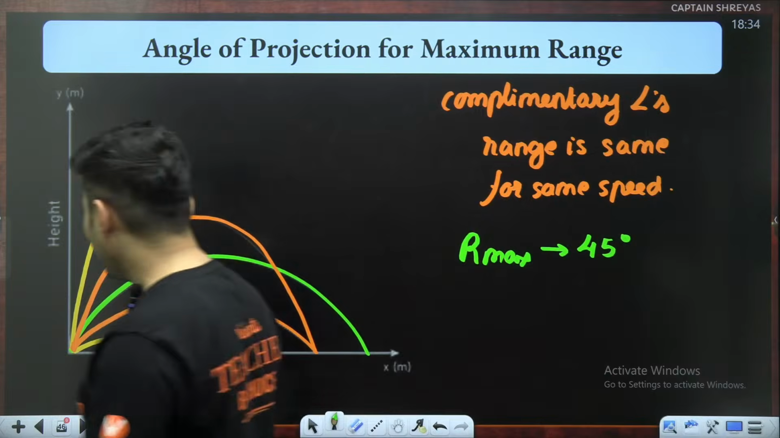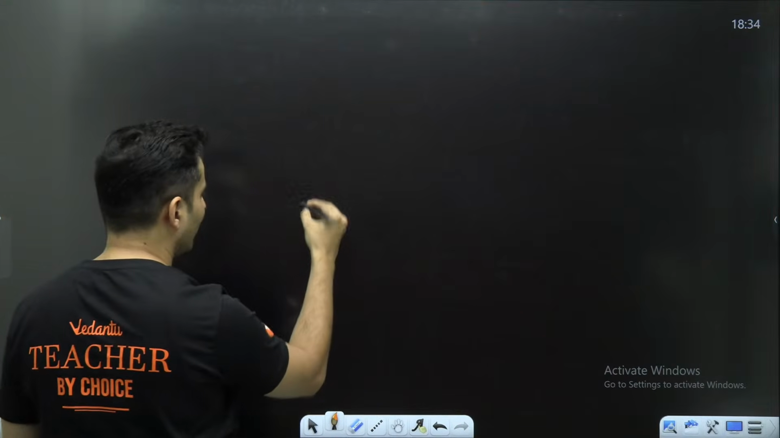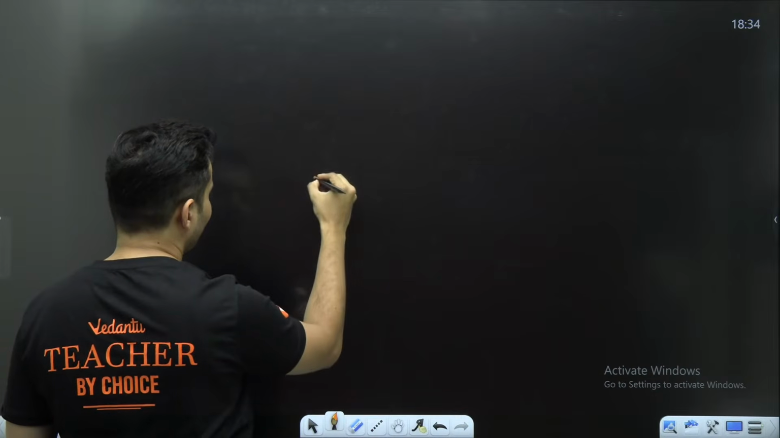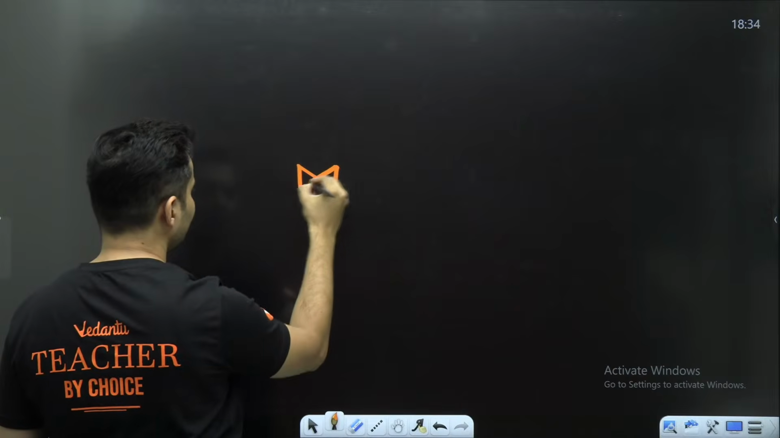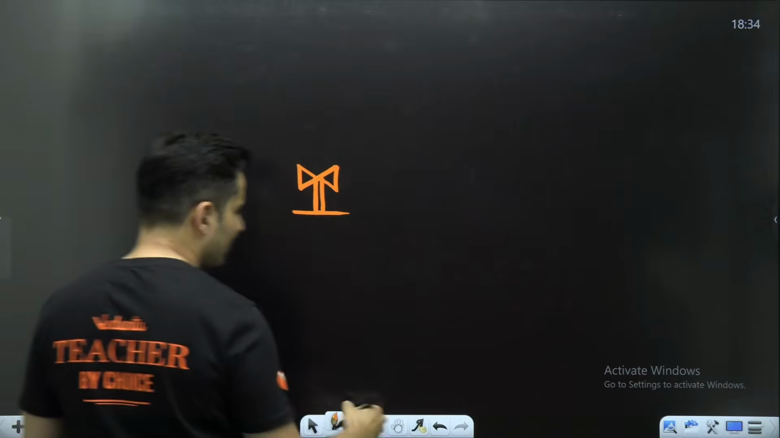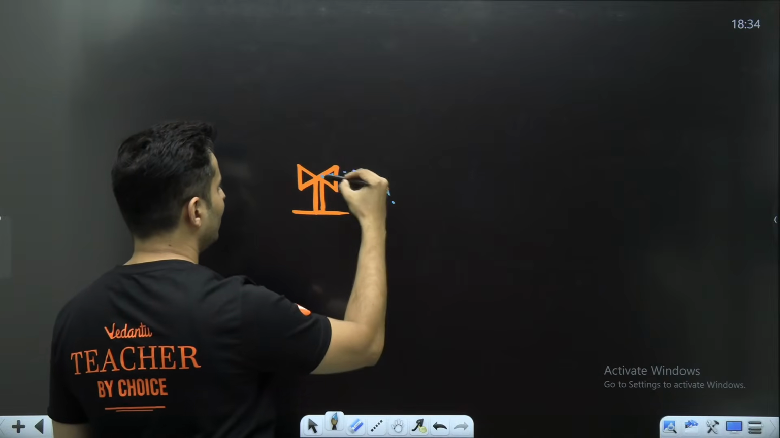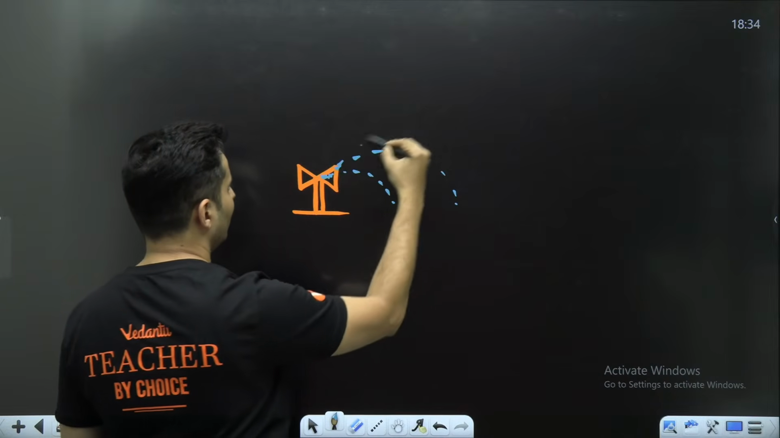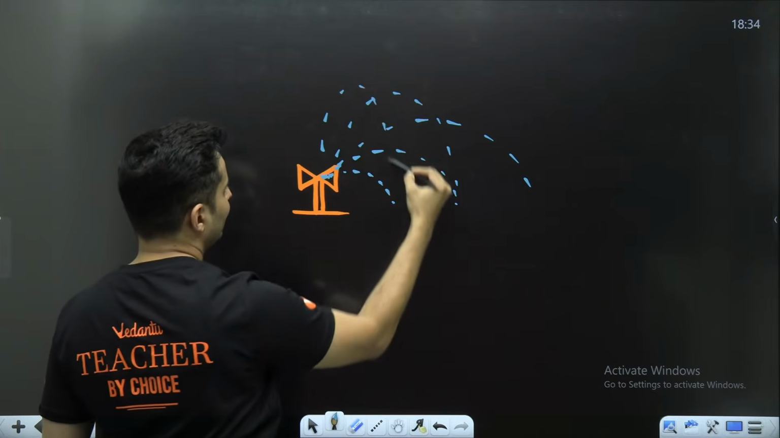A very simple application of this could be a water spray. I'm pretty sure you would have seen it in a garden or on a lawn. It's attached to the ground and probably looks like this, and it ejects water at different angles. Some water will come here, some water will come like this, some water will go like this.